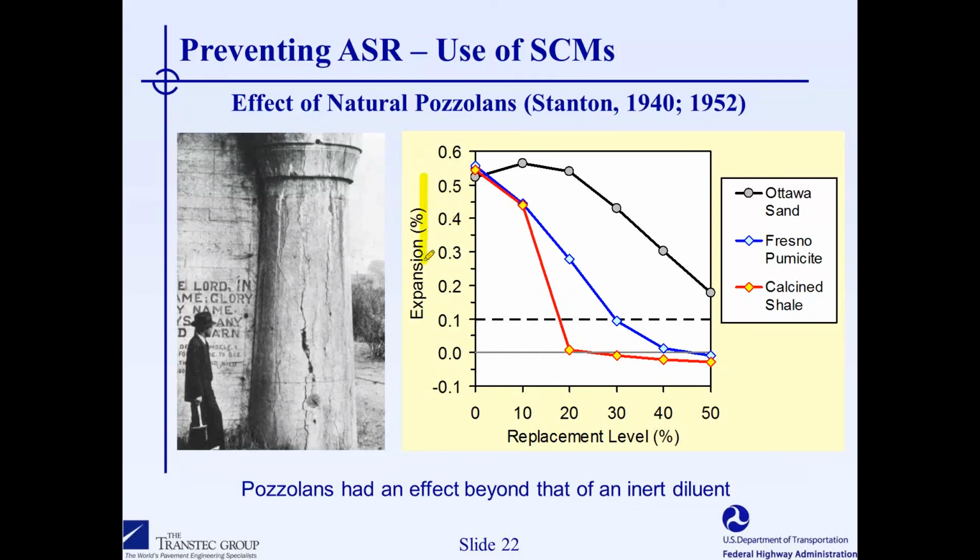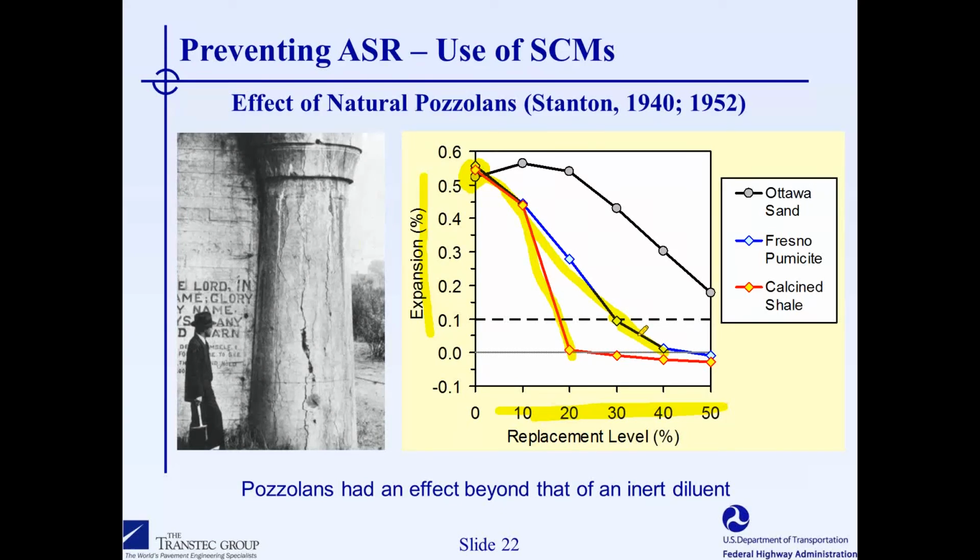What he's plotted here is expansion of his mortar bars stored over water as a function of the replacement level with different pozzolans. So you can see here, this would be his control sample. That's expansion of the mortar bars without any SEM. And you can see by partially replacing the cement with relatively small amounts of a calcined shale, he could control expansion by the use of 10 to 20% calcined shale. The pumicite he used, the ground pumicite, required slightly more, maybe 30 to 40%.